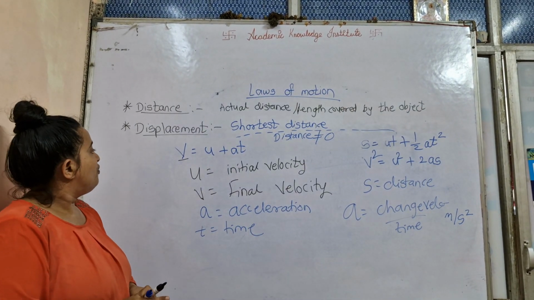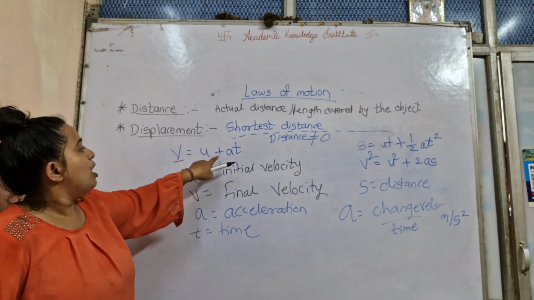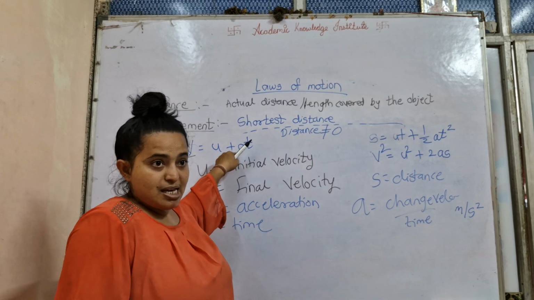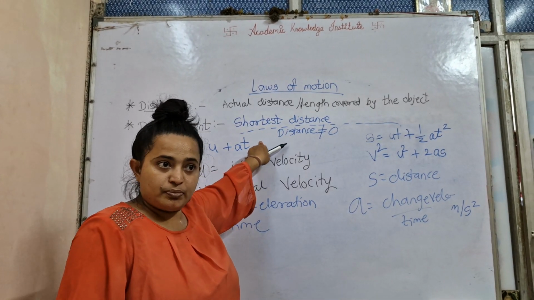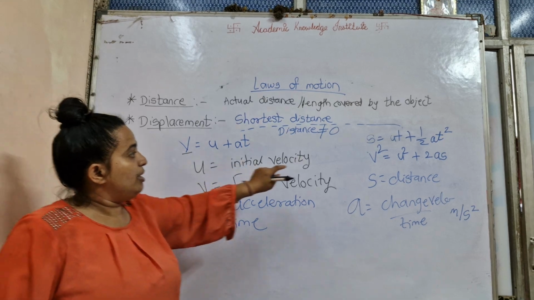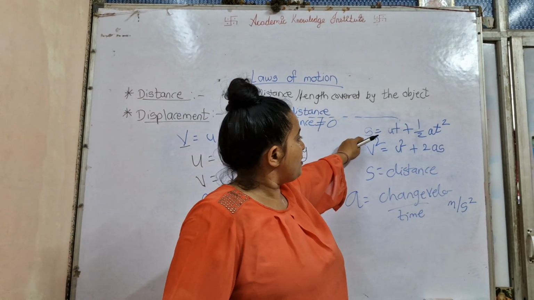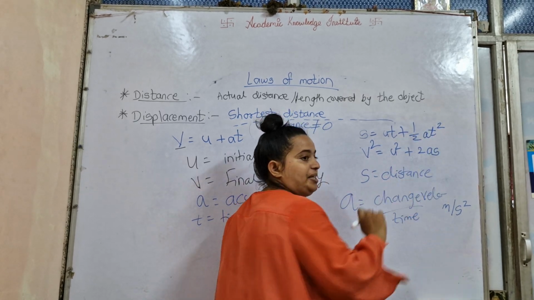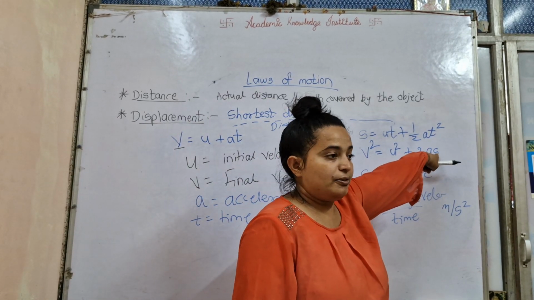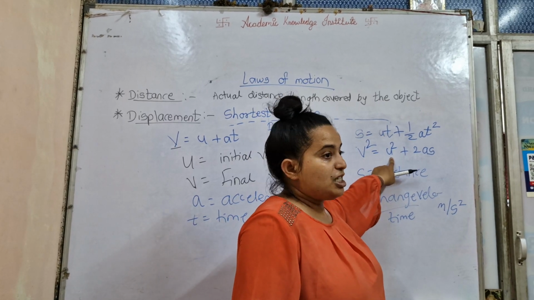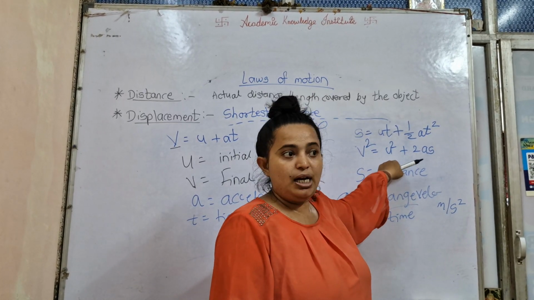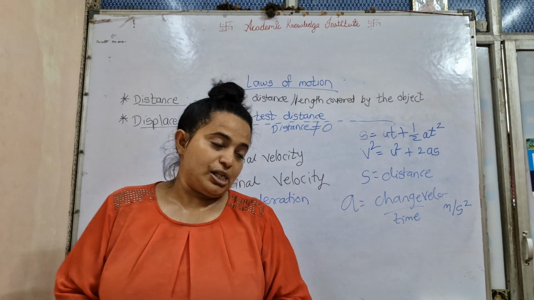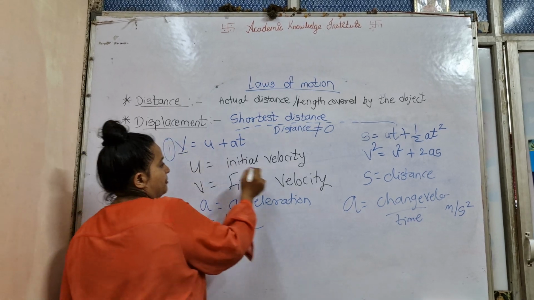So first, we are going to study V equals U plus AT. That means final velocity equals initial velocity plus acceleration into time. Then S is the distance covered: S equals ut plus 1/2 AT square, where A is again the acceleration and T is time. V square equals U square plus 2AS, where A is acceleration and S is distance. These three formulas you have to remember.